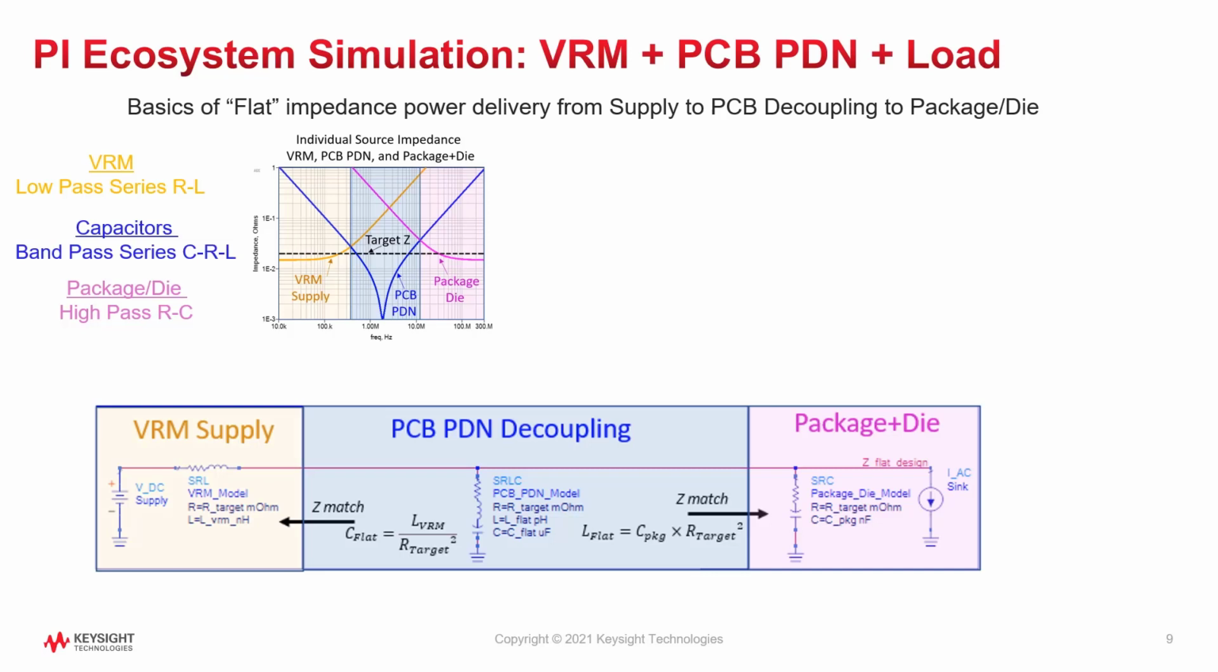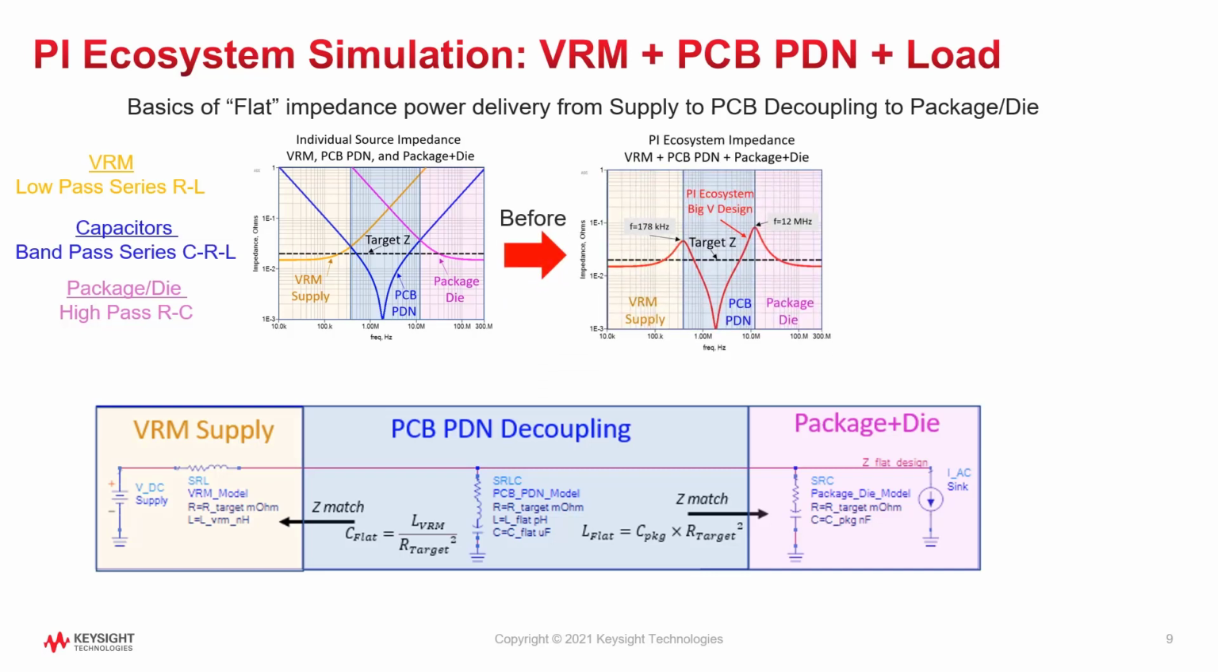Combining these three power sources, low-pass, bandpass, and high-pass together in a schematic and then exciting them with an AC load can result in the big V impedance design versus frequency. The impedance peaks are the result of an inductor resonating with a parallel capacitor, like the VRM inductance with the decoupling capacitor's capacitance, or the decoupling capacitor's inductance with the package capacitance.